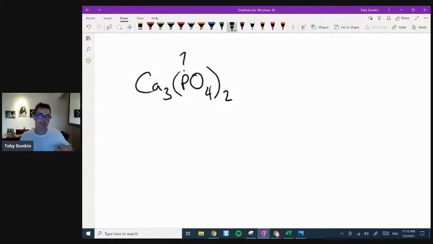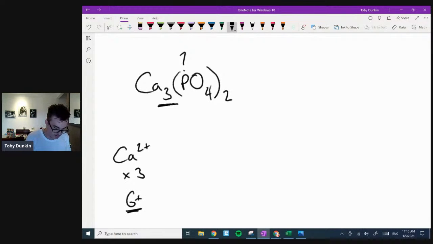Break it into its pieces. This is now about counting particles. Everyone realizes I pull everyone else out of their standard oxidation states from the periodic table. I know that calcium is going to be +2, but the key is I have 3 of them. So I'm going to multiply this by 3, which will give me +6.